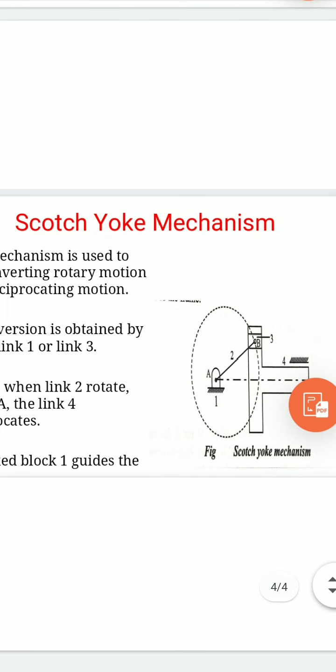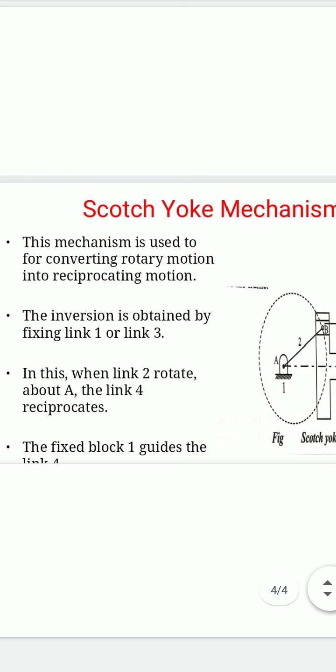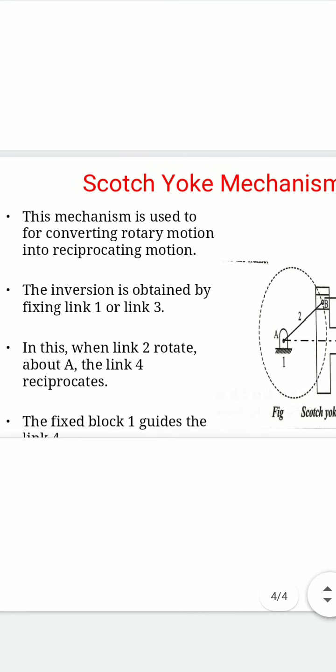So with this, I think we have completed the inversions of the double slider crank chain. At the same time, we have also completed the inversions part. We discussed the inversions of the 4-bar chain, number 2 the inversions of the single slider crank chain, and in today's class we discussed the inversions of the double slider crank chain. Whenever the question is asked, you should draw a neat figure, and if you write a brief explanation with it, then definitely it will earn you good marks.